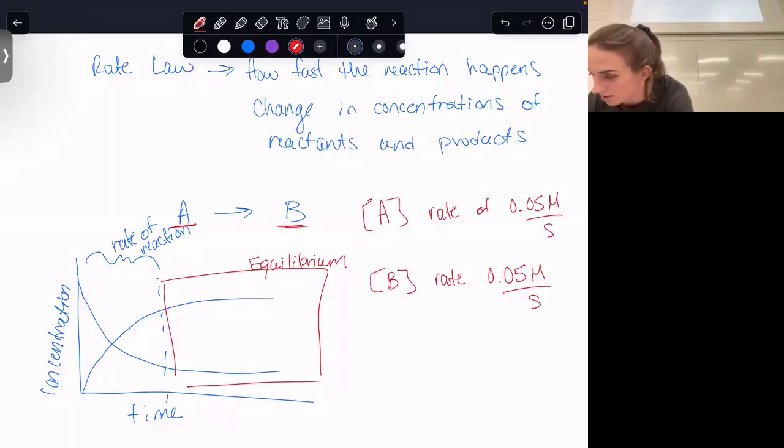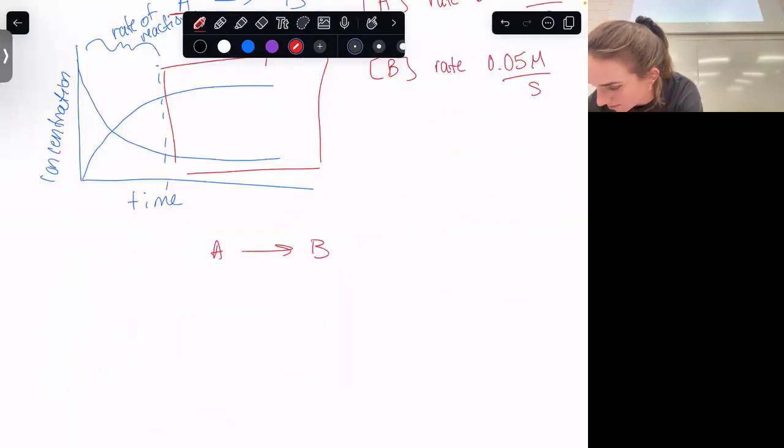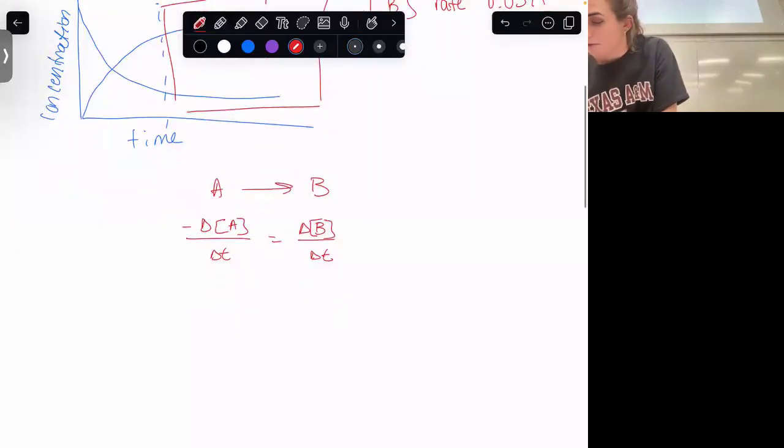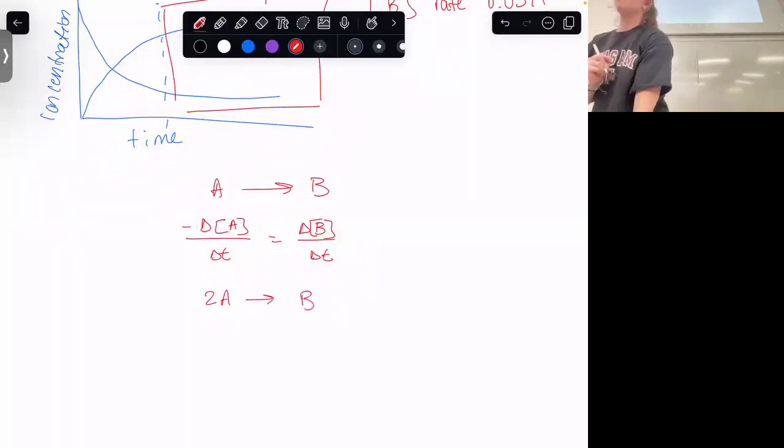All right, and this comes into play because we have our change in concentration of A over time equal to the change in concentration of B over your change in time. The change in concentration over change in time is that rate that we're looking at, and that change in concentration is final concentration minus initial concentration. If for every 2A, we got only 1B, that means our reactant is going to be used up twice as fast as our product is getting produced, because we need 2As for every 1B that gets produced.